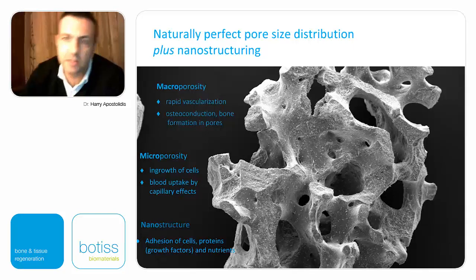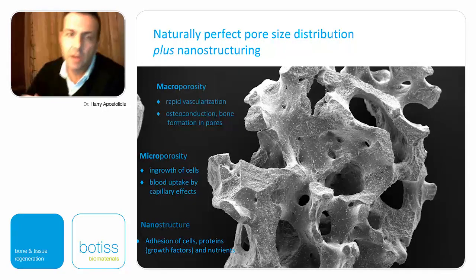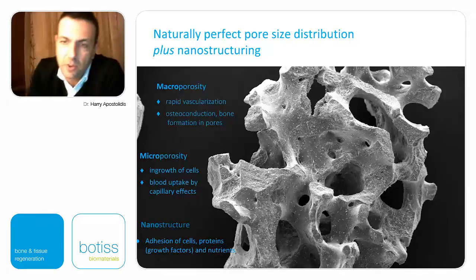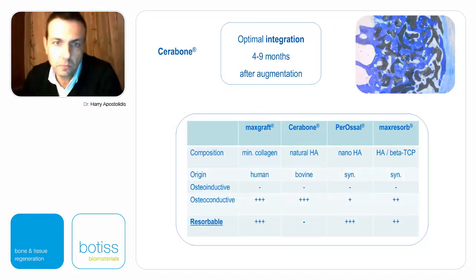When you use the xenograft, you have to look at the macroporosity, the microporosity, and nanostructure, so that it enhances rapid vascularization and osteoconduction for the new osteoblasts to go in and grow new bone. And the Sera bone, if you use it alone, then you have to wait for about 9 months for ossification to occur. But if you use it in combination, especially with cancellous bone, you can go in after 4 months.